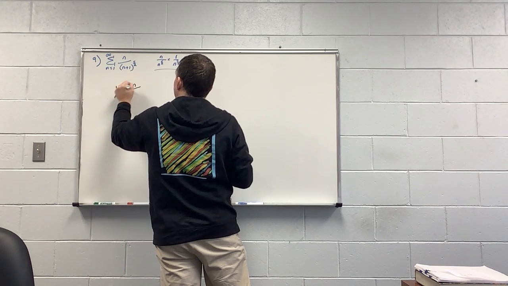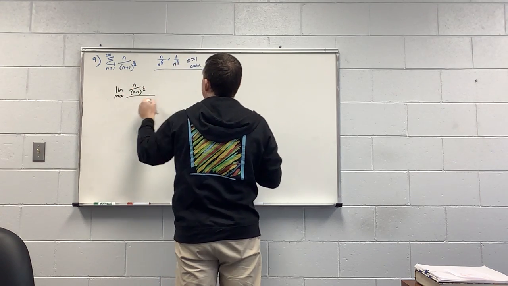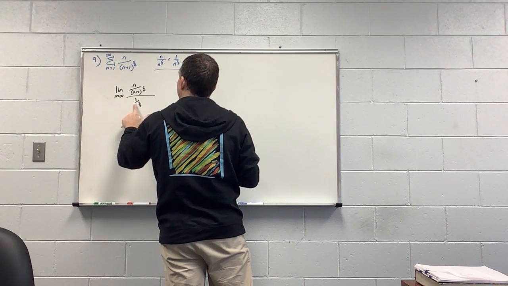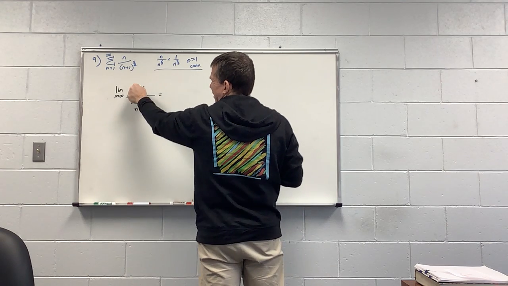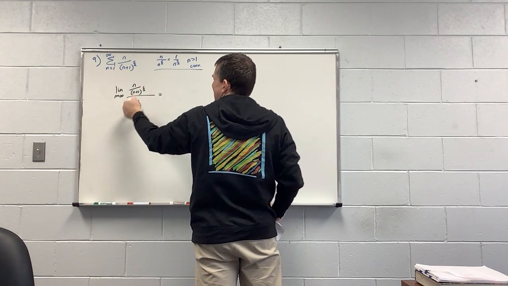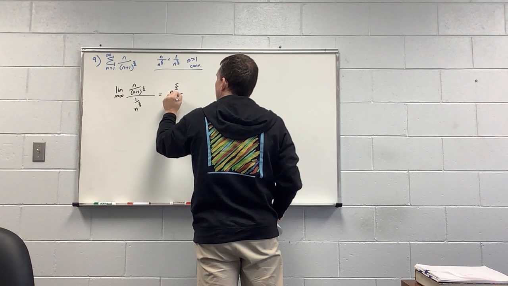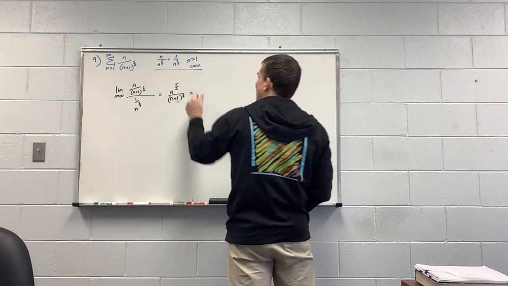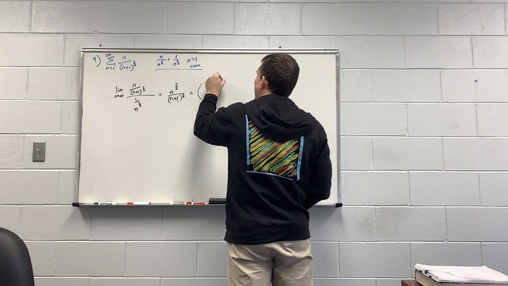So I set up my limit of that, n over n plus 1 to the 5 halves, over that, right there, 1 over n to the 3 halves. Again, everything flips, n to the 3 halves goes on top, and n times n to the 3 halves is n to the 5 halves over n plus 1 to the 5 halves.